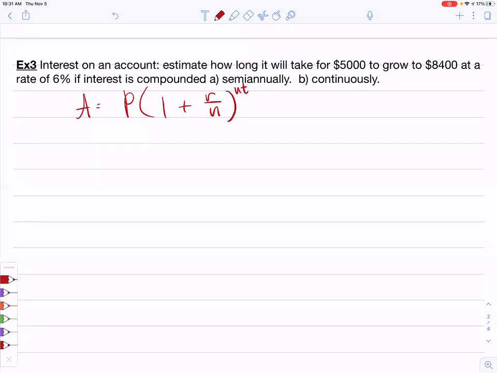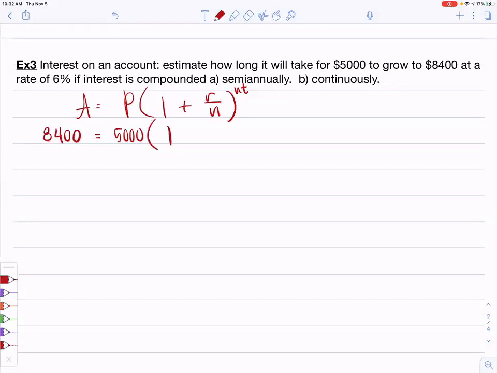Okay, so now we have to plug some things in. Where does $5,000 go? P, how come? It's the initial amount, my starting amount. So my P value is 5,000. Where does $8,400 go? Why is it A? That's what I'm ending up with. That's my ending amount, my future amount. So 8,400.